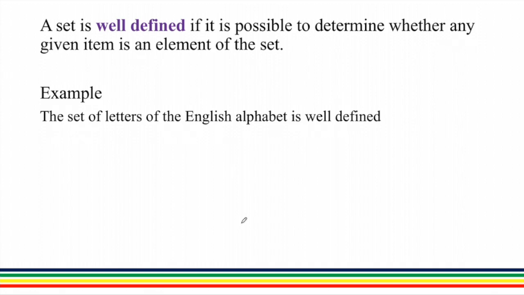A set is well defined if it is possible to determine whether any given item is an element of the set. So take note of the term well defined. An example of that is the set of letters of the English alphabet, which is well defined because we all know the letters in the English alphabet. So that is what we call a well-defined set.